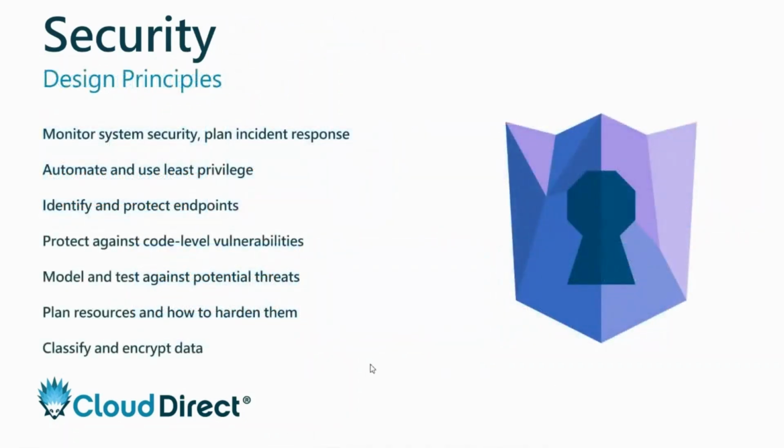So back to those design principles, we've covered those off on some of the previous pages, but monitor what's happening within your environment. Use automation and least privilege to restrict who has access to important data as well as services. Identify and then protect your endpoints. Protect against code level vulnerabilities.